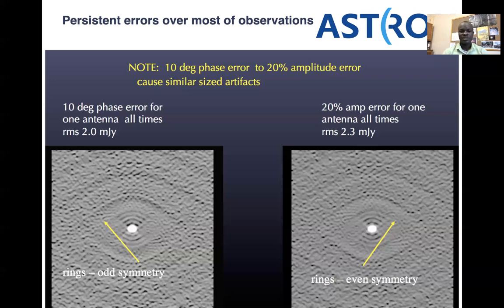That would be almost similar to when you have 20% amplitude error for one antenna all the time, and that will give you also around 2 millijanskys, which is 2.3 millijanskys RMS. But in this case, every one of these side lobe looking ring structures would be very symmetric.